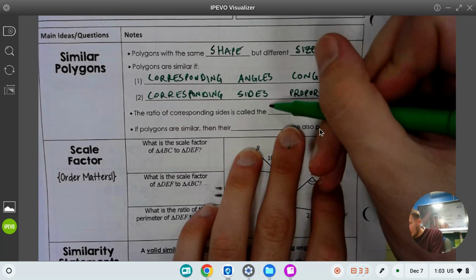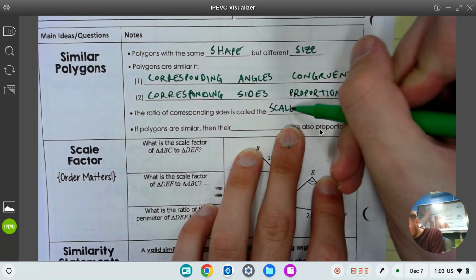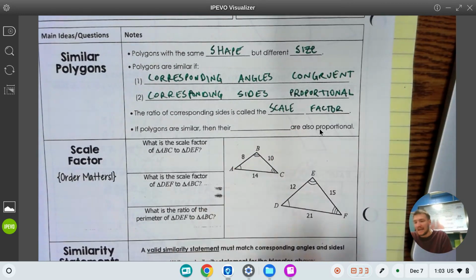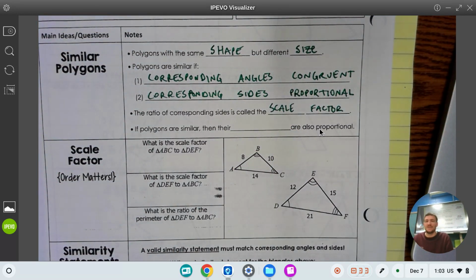The ratio is going to be called the scale factor, right? So if I have a Statue of Liberty on my desk, it might have a scale factor of, I don't know, something like 1 to 1,000 or something, because it's going to be 1,000th as big. You know, I don't really know how big the Statue of Liberty is.